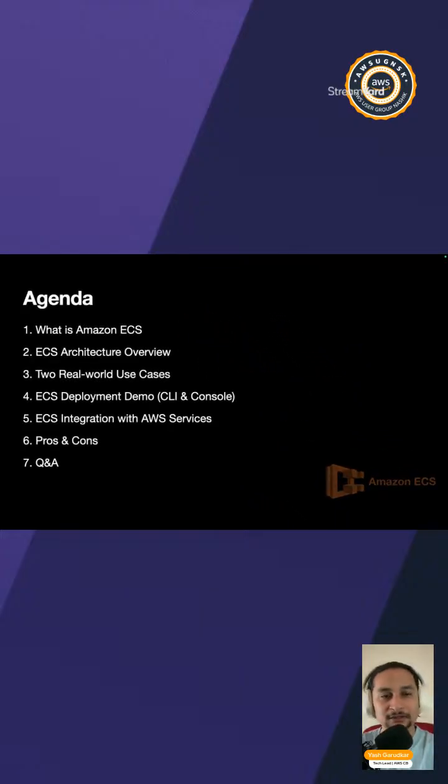So, firstly, we're looking at the agenda today. I'm going to explain what Amazon ECS is and what the ECS architecture is. We are going to look at two real-world use cases. Then we'll look at an ECS deployment demo. The demo is not ready today, but we'll look at it next week, which is already scheduled, so please stay tuned for that. And then we'll look at ECS integration with other AWS services, the pros and cons of ECS, and we'll do a Q&A session.